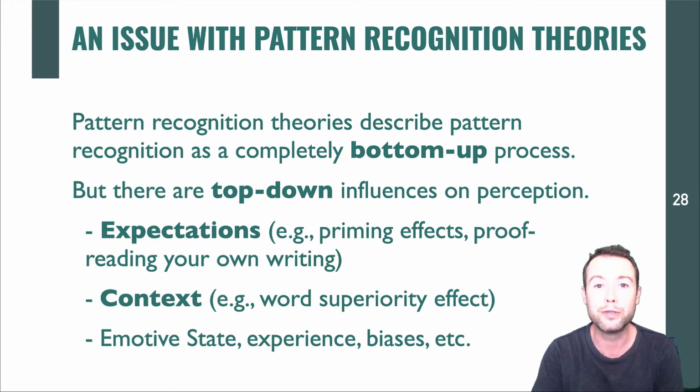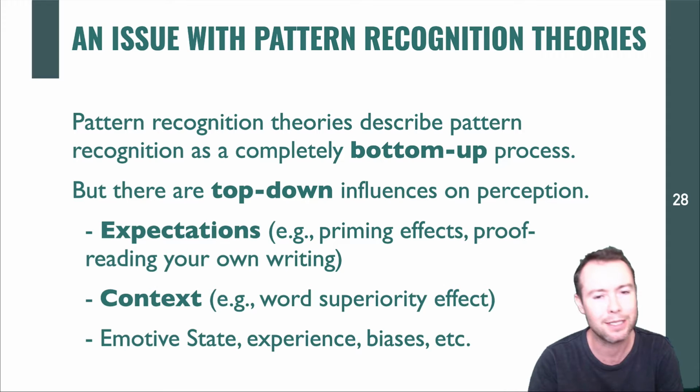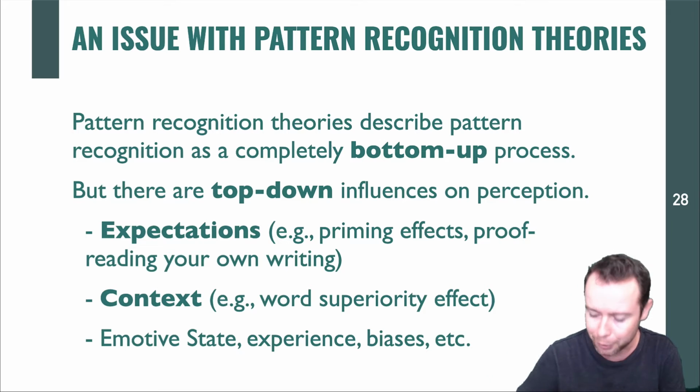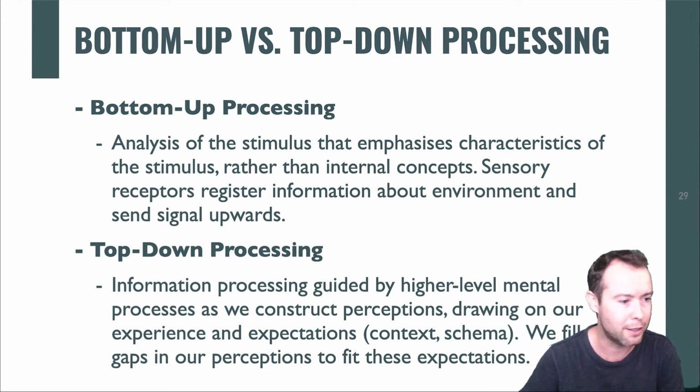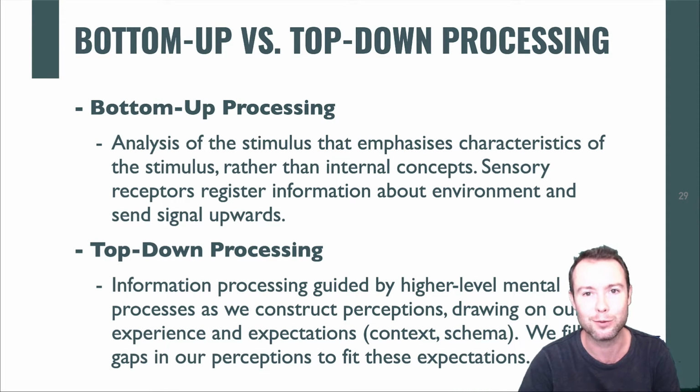Now, an issue that we come across that is relevant for both feature matching and template theories is this idea that both of them only ever try to account for or explain the way that we process patterns from a bottom-up approach. So bottom-up processing refers to the analysis of the stimulus that emphasizes the characteristics of the stimulus rather than internal concepts, where sensory receptors register information about the environment and send signals upwards.